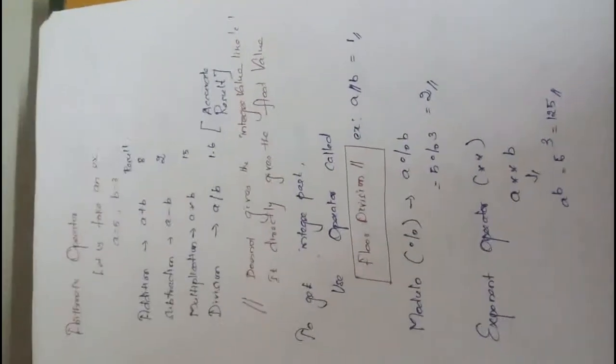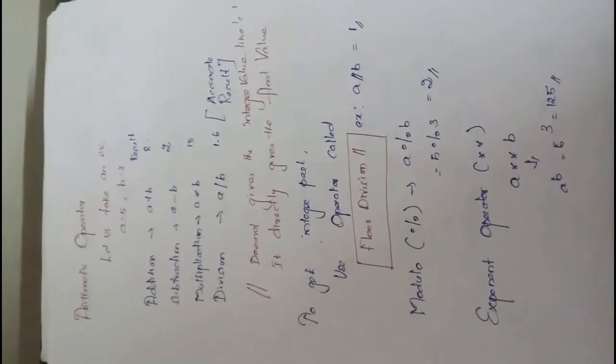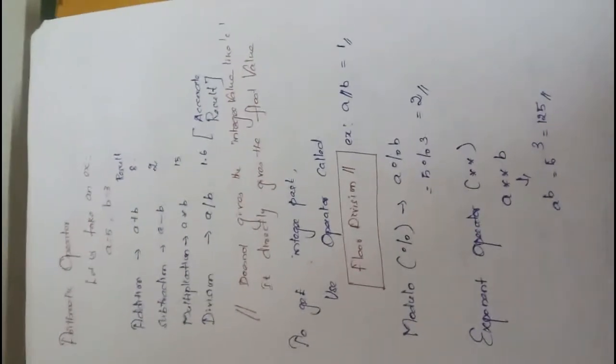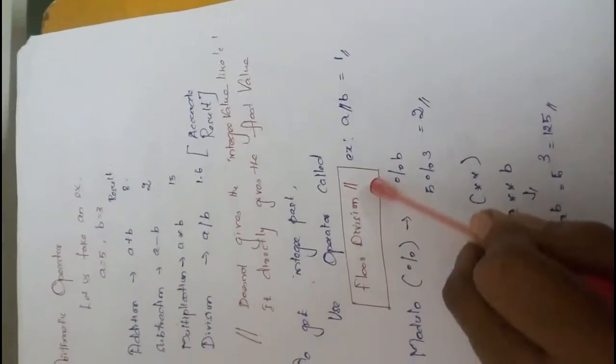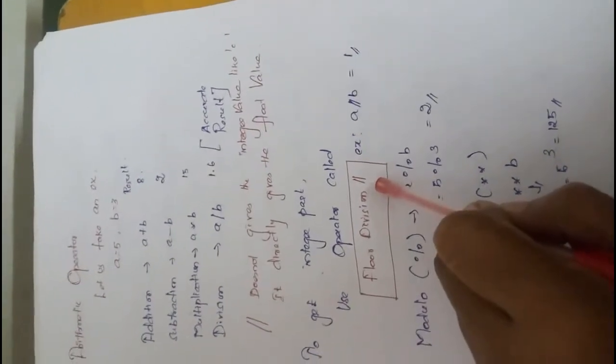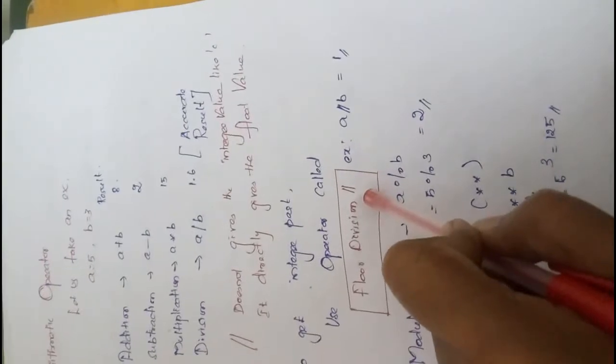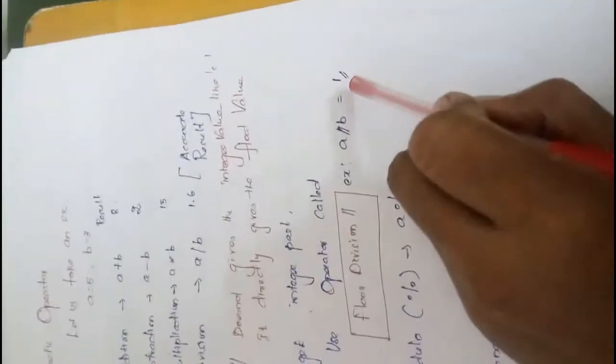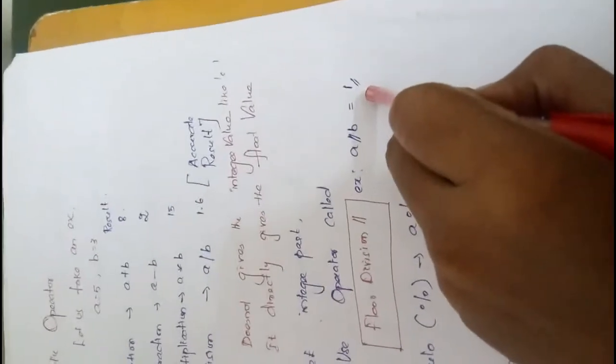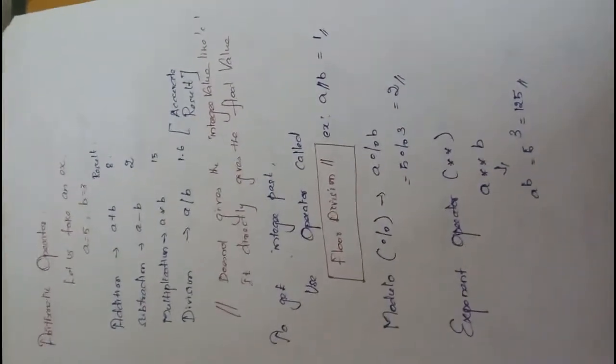Suppose I want to get the integral part alone as my result, then you can use the floor division operator. This double slash symbol is called the floor division operator. If you use that symbol in your programming, then you will get the integral part, that is 1, as your result.